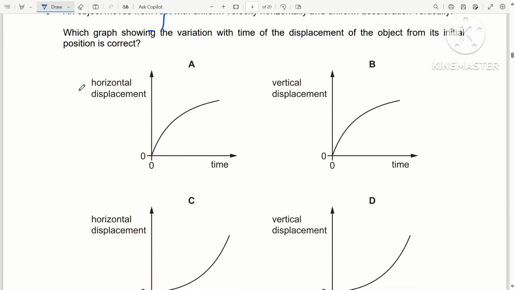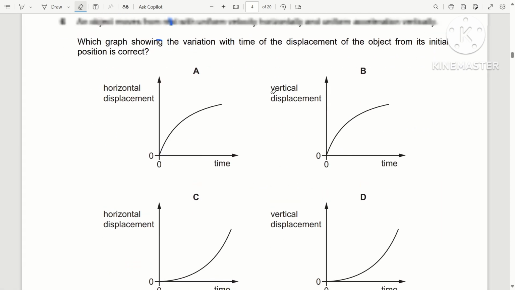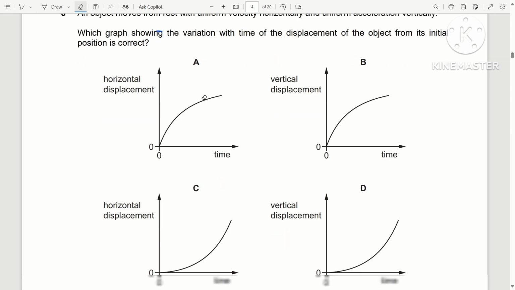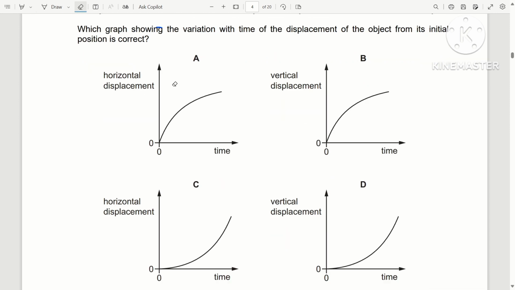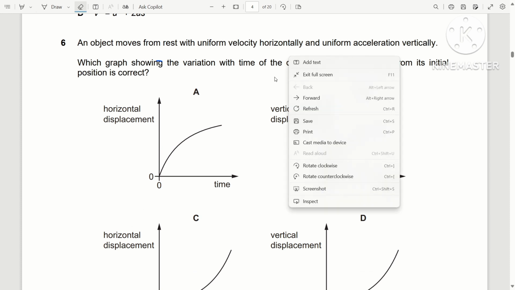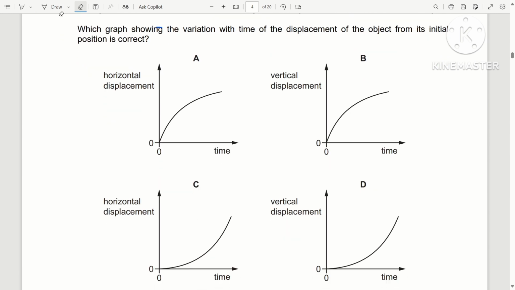Sixth question, an object moves from rest with a uniform horizontal velocity and uniform vertical acceleration. Which graph showing the variation with time t of the displacement of the object from its initial position is correct? Now as there is uniform velocity along the horizontal direction, the horizontal displacement versus time will be a straight line graph passing through the origin. So option A and D are not correct. Option A wrong, C is wrong, sorry.